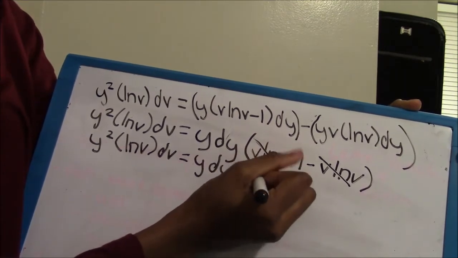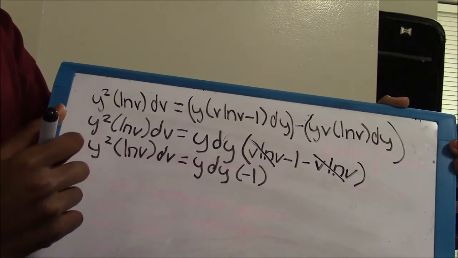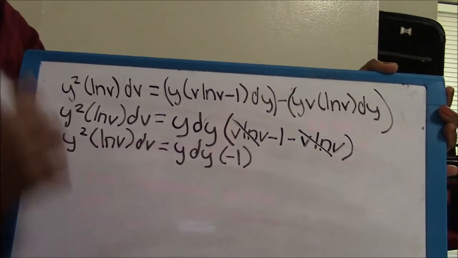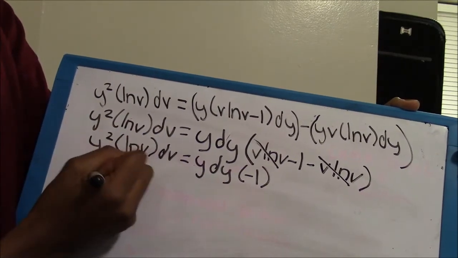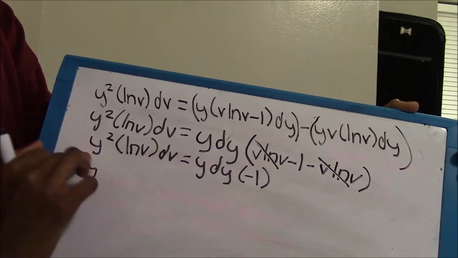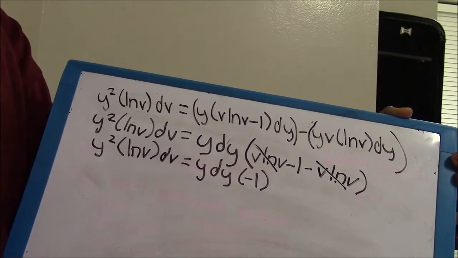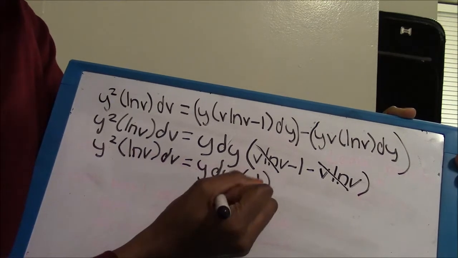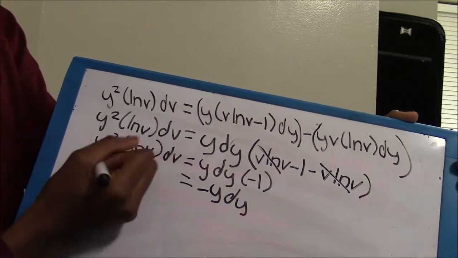All that times -1. So what we see is that we still need our y's on one side and our v's on the other side. Let's first move this -1 over here, but we don't have to. You just make it -y dy.